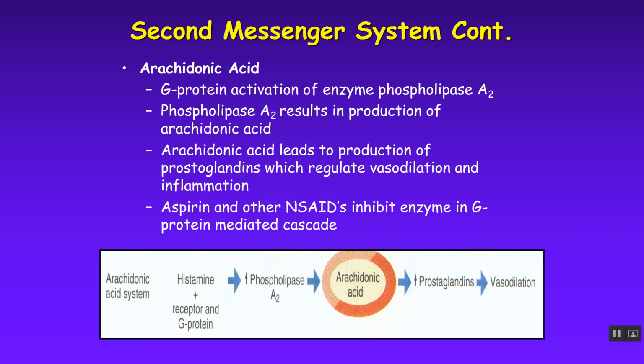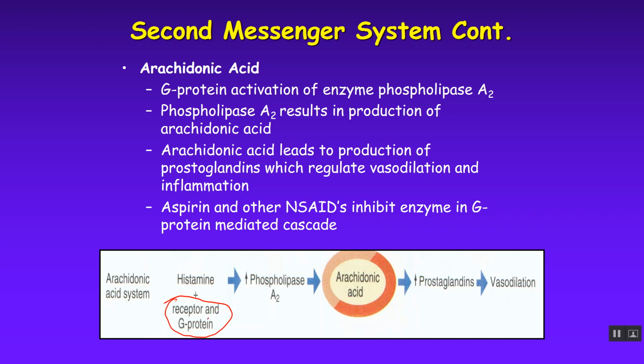A lot of your cells have histamine in them. They store a little bit of histamine in them. So you release histamine into the surrounding area. Histamine then will fall on some G protein mediated receptors. Okay?